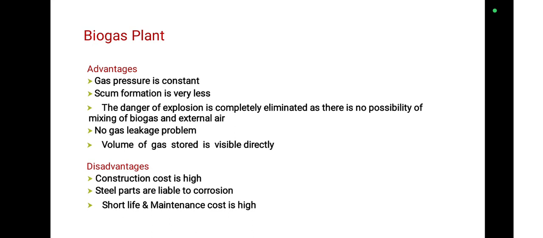Advantages of biogas plant. Gas pressure is constant. Scum formation is very less. The danger of explosion is completely eliminated as there is no possibility of mixing of biogas and external air. No gas leakage problem. Volume of gas stored is visible directly. So these are some advantages. Disadvantages: the construction cost is high. Steel parts are liable to corrosion. Short life and maintenance cost is high.